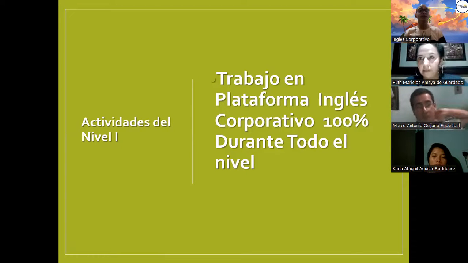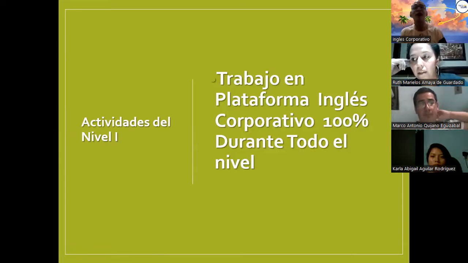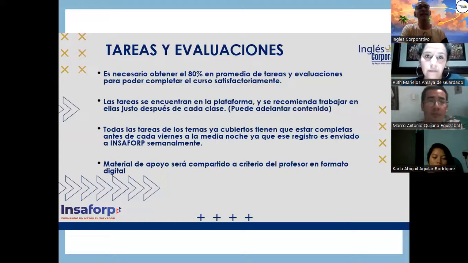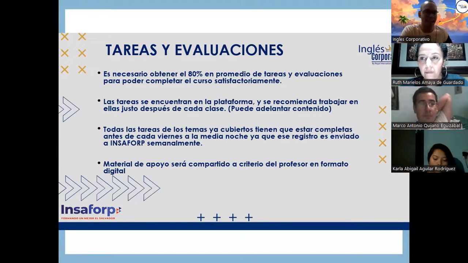Now, remember that you need to do your homework 100% during the whole level so you can get a good score. According to homeworks and evaluation, guys, it is necessary to get 80% of the homework and 80% in the evaluations so you can complete the platform or complete the section without any problem. And also you need to do your homework daily. You need to do your homework because that's super important.